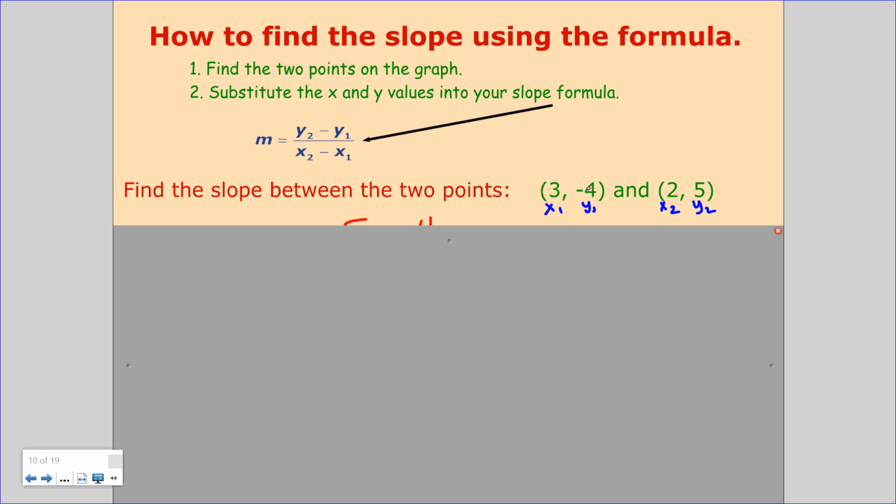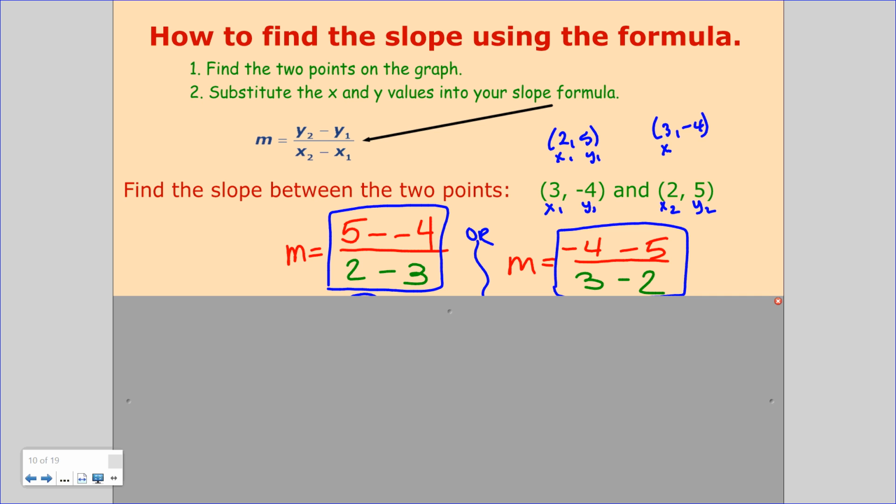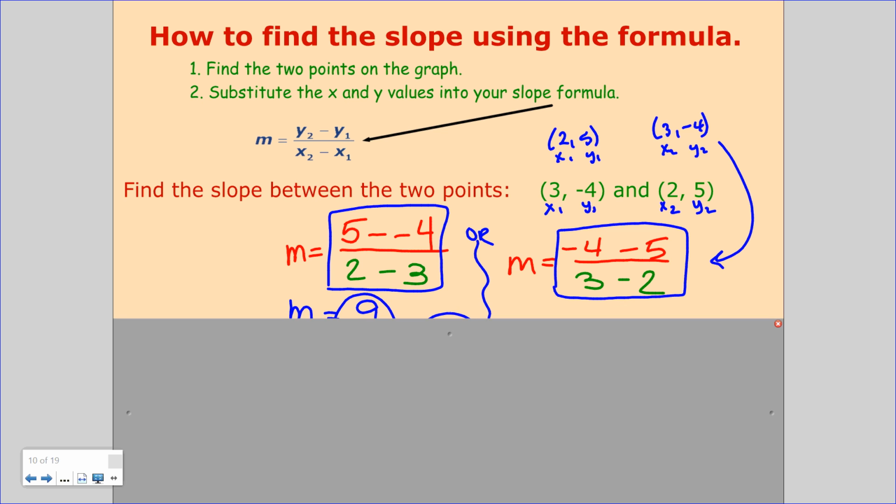Okay, so y2 minus y1 in my scenario would look like what's over here on the left, 5 minus negative 4. Then the x value subtracted would be 2 minus 3. Over here, I want to show you on the right, just to reinforce that it doesn't matter which point you name as your first or second point. You may have chosen 2, 5 as your first, 3, negative 4 as your second, meaning this is your x1, y1, x2, y2, and that would substitute into this slope formula. We'll find that no matter how we set it up, we will all get the same value at the end.